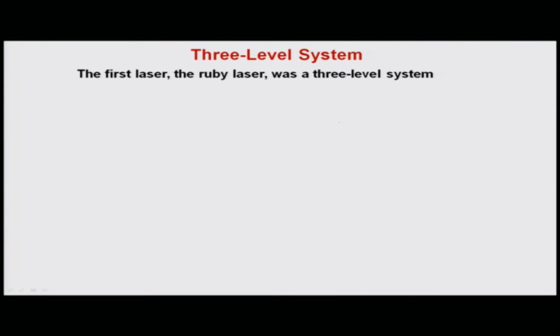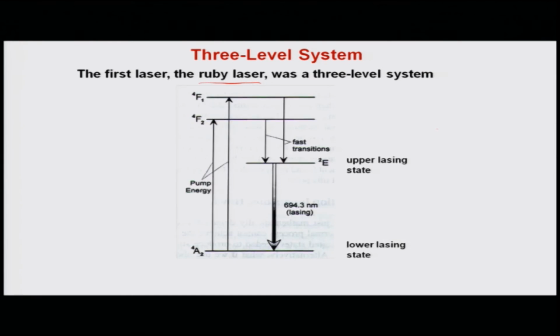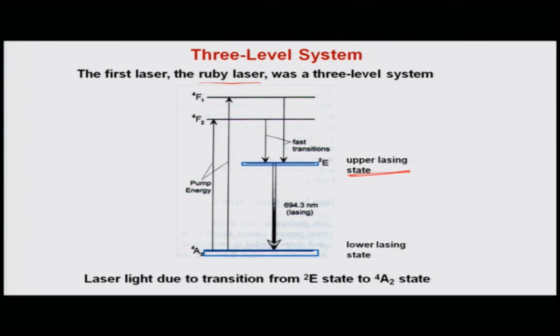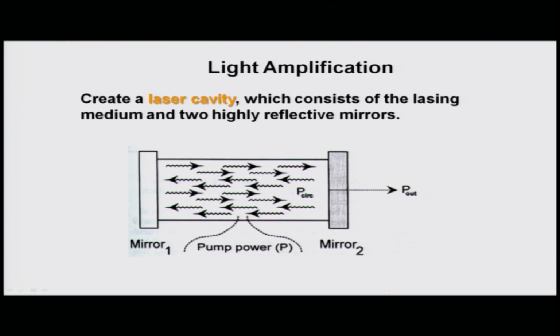The reason why I went through the different pictures is also to make you realize that the first laser that was essentially shown by Meinman is the Ruby laser, which was a 3-level system. So, it had fast transitions from the excited states on the Ruby atom, coming down from the higher excited state to the upper lasing state, and then the laser essentially was possible to get from the lower lasing state. So, laser light was due to the transition of E2 to the 4A2 state.